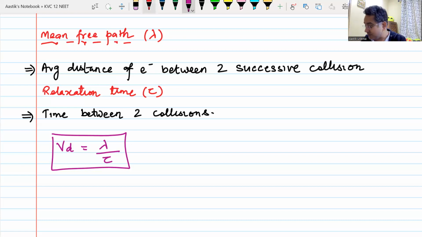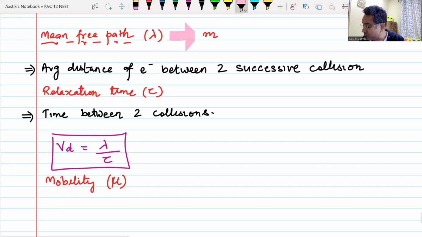One more term that comes in your exam sometimes is known as mobility. Mobility of electrons is denoted by the letter mu. If someone asks you the SI unit for mean free path, it is length only, so it is meters. The relaxation time, if you talk about the SI unit, it is seconds. Do we understand this? Because it is time. You will have to remember the units and dimensions of these things because they might sometimes come.